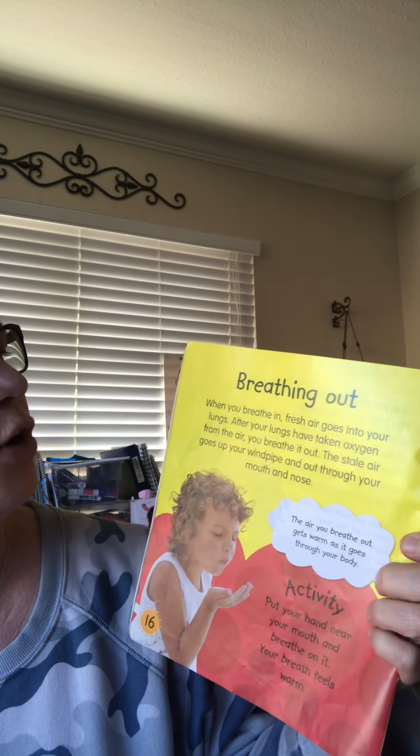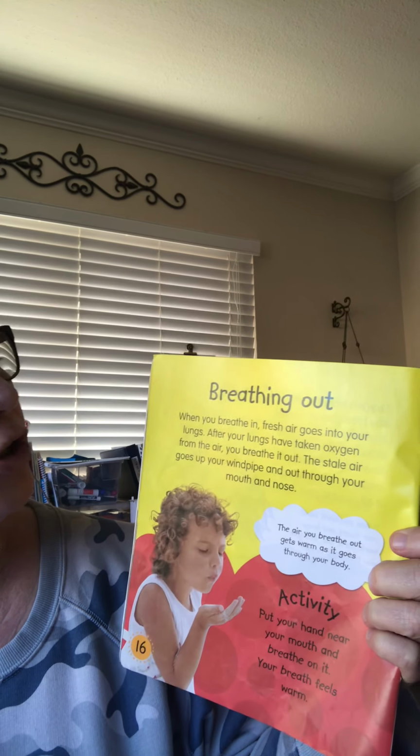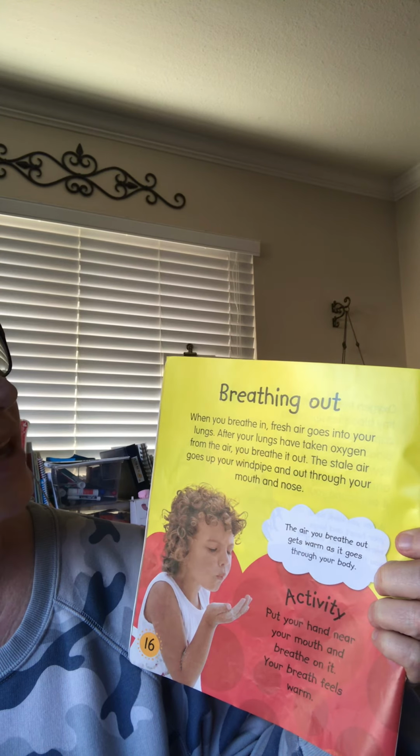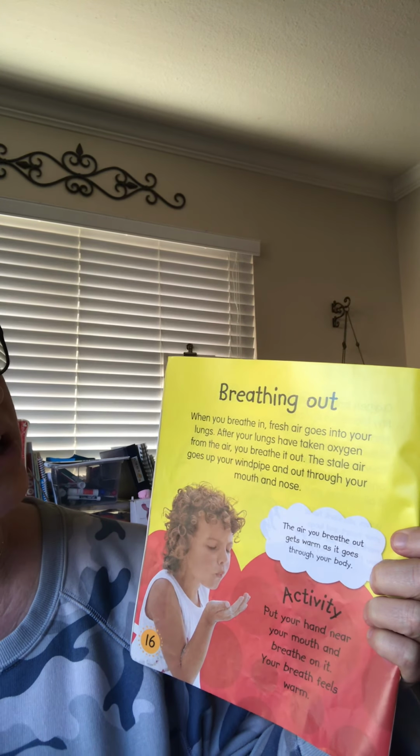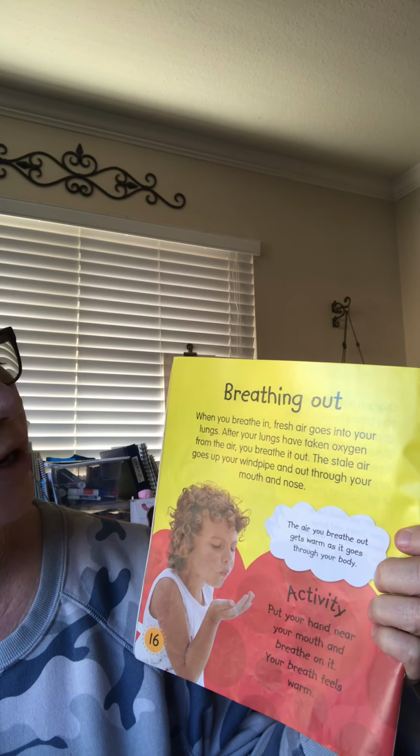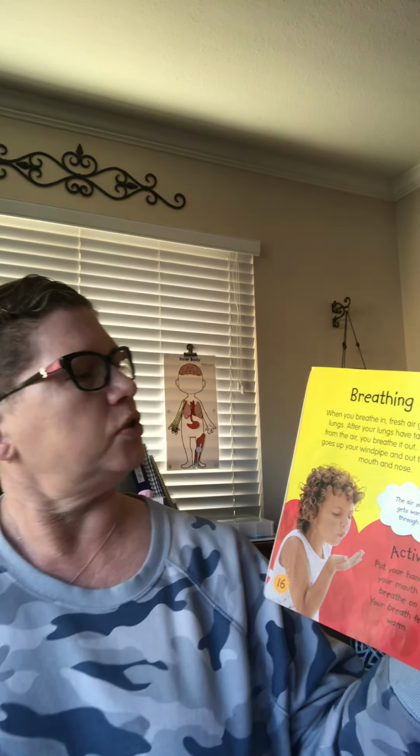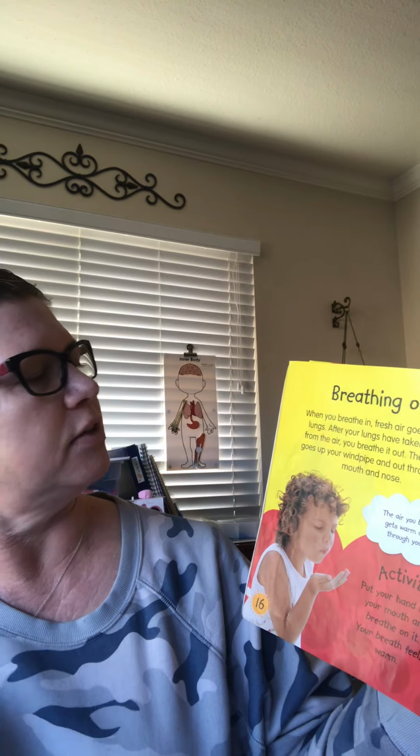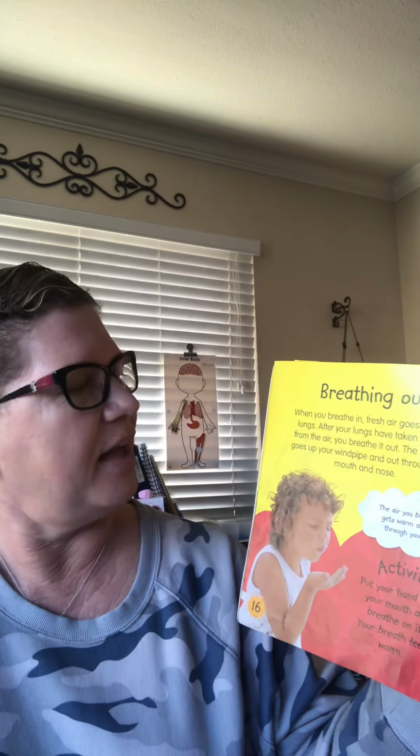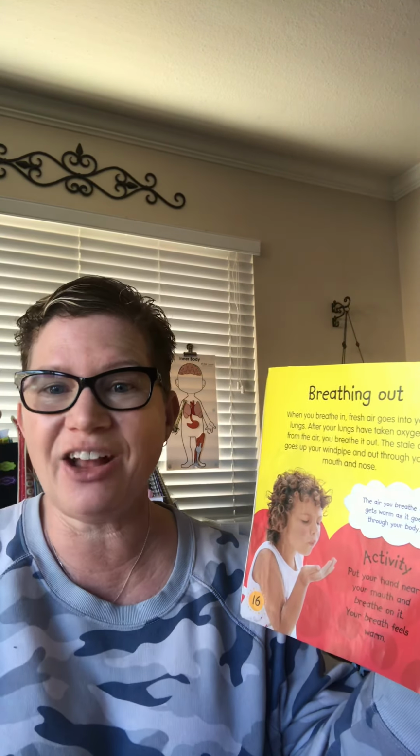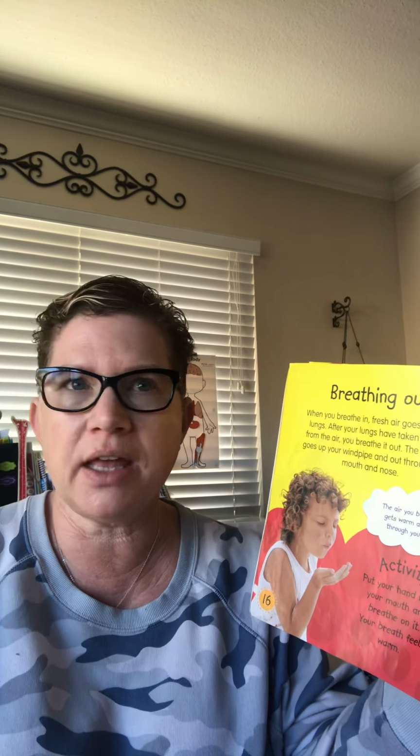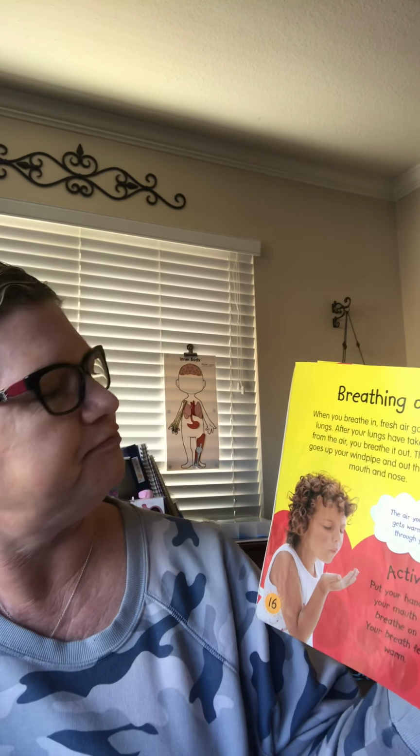Breathing out. When you breathe in, fresh air goes into your lungs. After your lungs have taken oxygen from the air, you breathe it out. The stale air goes up your windpipe and out through your mouth and nose. So you breathe air into your lungs, and the oxygen goes into your body from the air that you just breathed in, and then you breathe the stale air out. That's all the air that's left that you do not need.